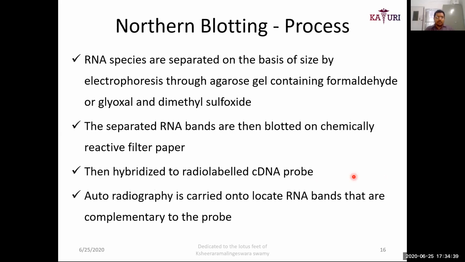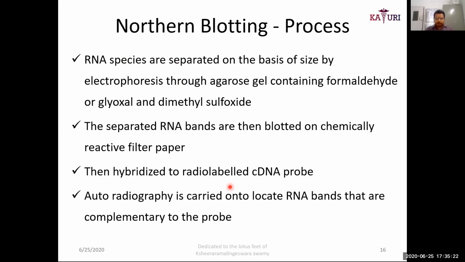Basically, the difference between Southern and Northern blotting in the first step is there is no enzymatic digestion. Why? Because RNA molecules are small, whereas DNA is very large, and you cannot deal with very large molecules, so you subject it to restriction endonuclease breakage. But in RNA, you are not going to use any restriction enzymes. Here you are directly putting the RNA species on an agarose gel for electrophoresis, and then separated RNA is blotted chemically onto reactive filter paper, hybridized with a complementary DNA probe or an RNA probe, and then autoradiography is carried out.